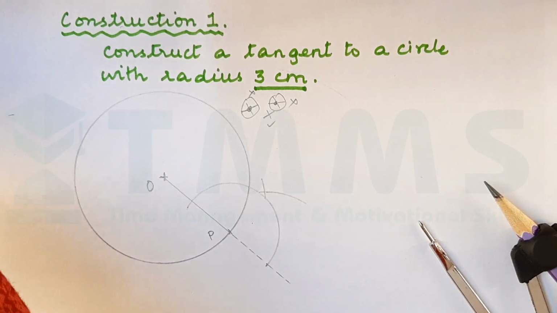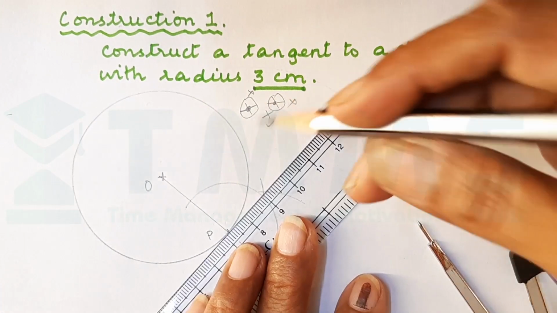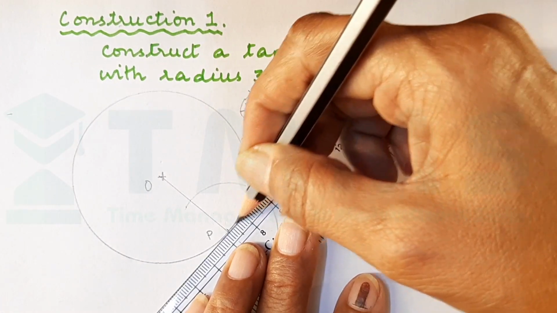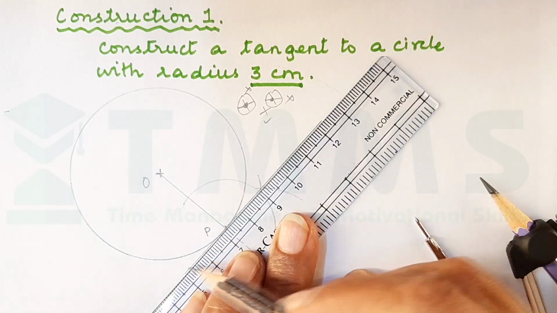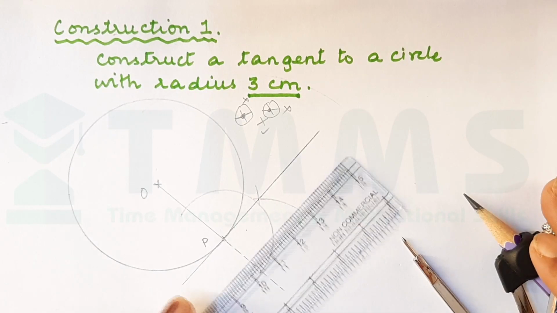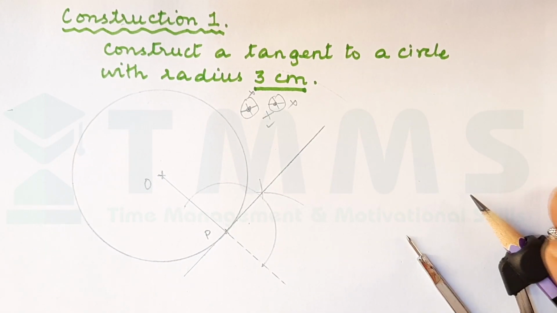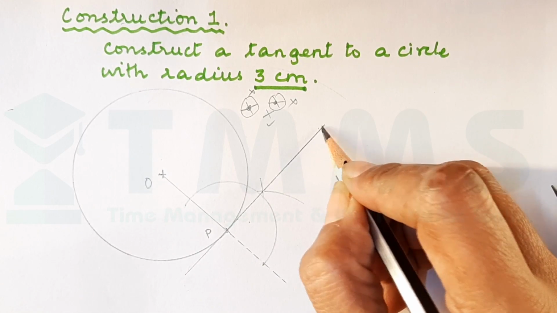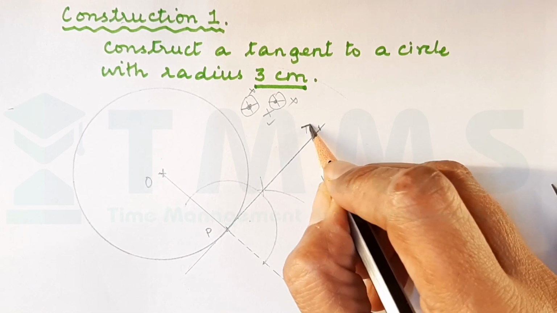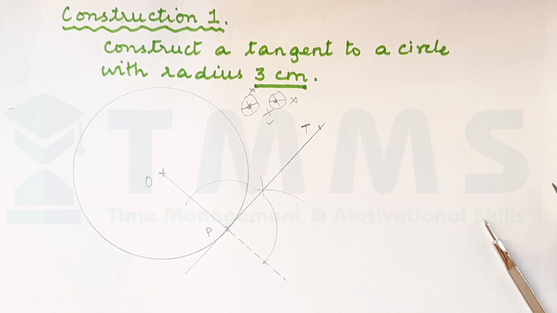Now we have to join these 2 points and extend, and that becomes our tangent. So we'll call this point as point T and PT becomes the tangent.